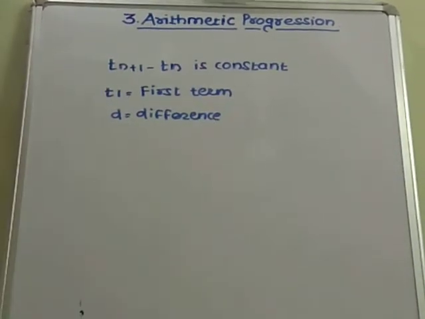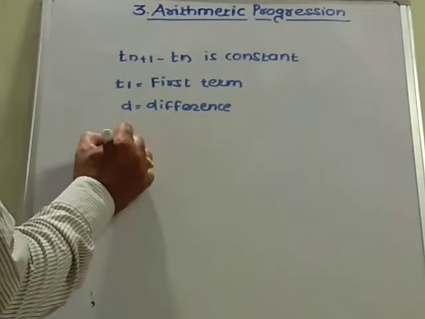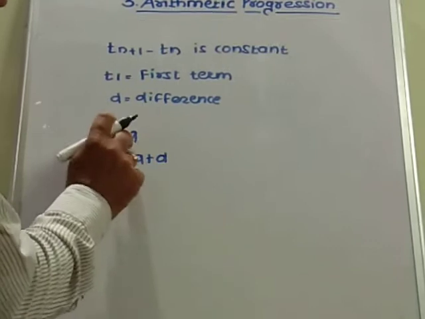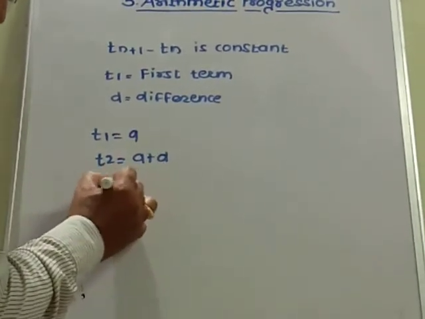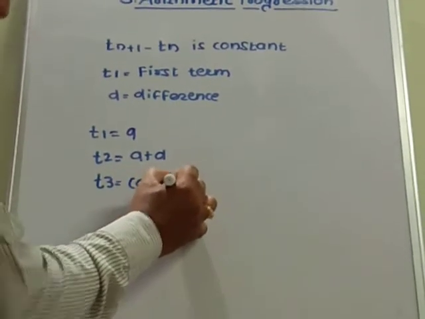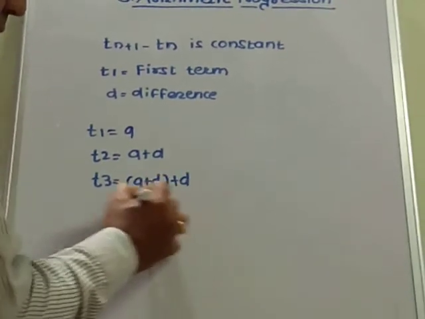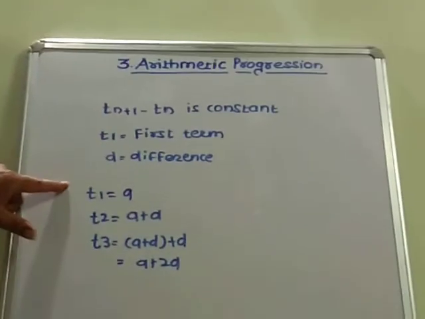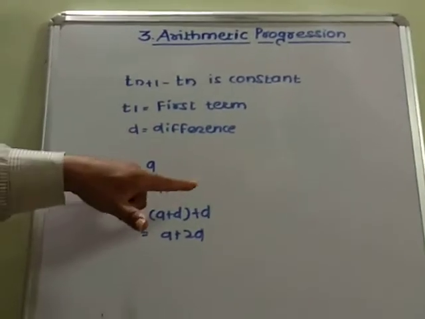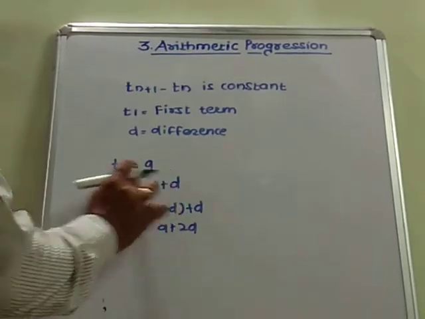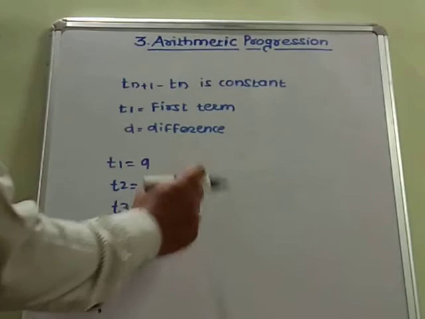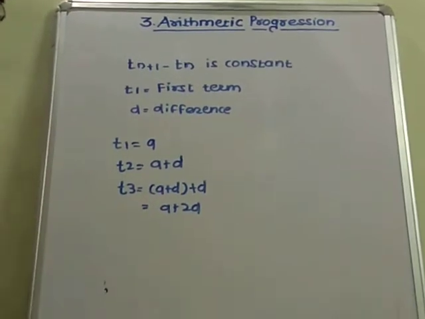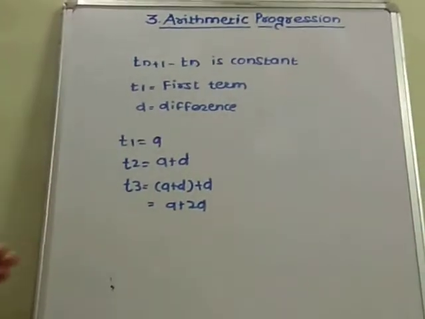Suppose T1 is equal to A. T2 is A plus D, since to the previous number we add the difference. What is T3? A plus D plus D, that is A plus 2D. That is the third term. Are you clear? First term T1 is A, T2 is A plus the difference, and T3 is A plus 2D. Okay, that means we have cleared the arithmetic progression concept.